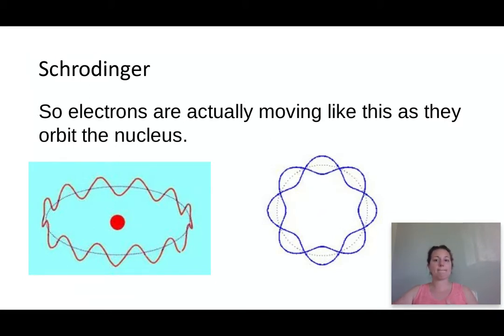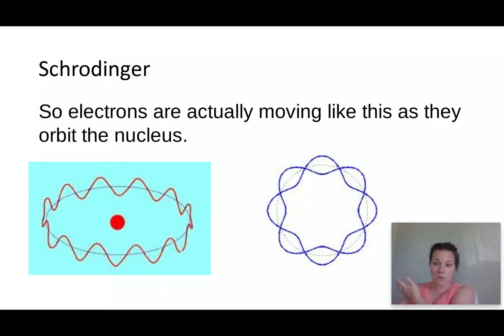Now, Schrodinger says, okay, you say electrons are a wave, you say electrons are a particle, let's figure this out. He says that electrons are actually moving in wave-like patterns as they orbit the nucleus. So if my fist was the nucleus, instead of orbiting the nucleus perfectly like this, he's saying that they're actually doing wavelength patterns as they go around the nucleus.